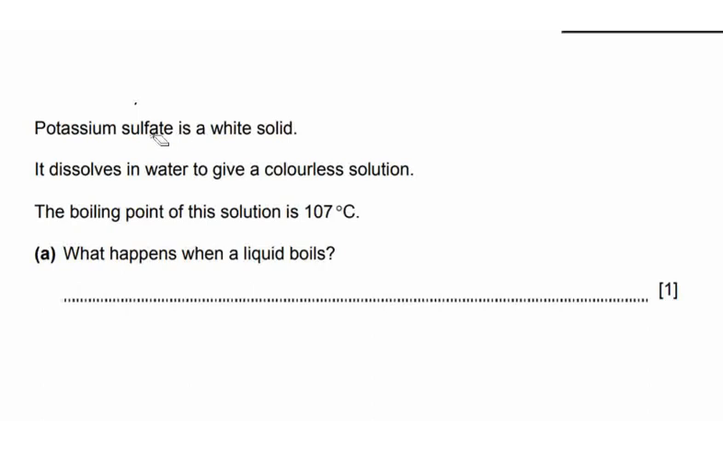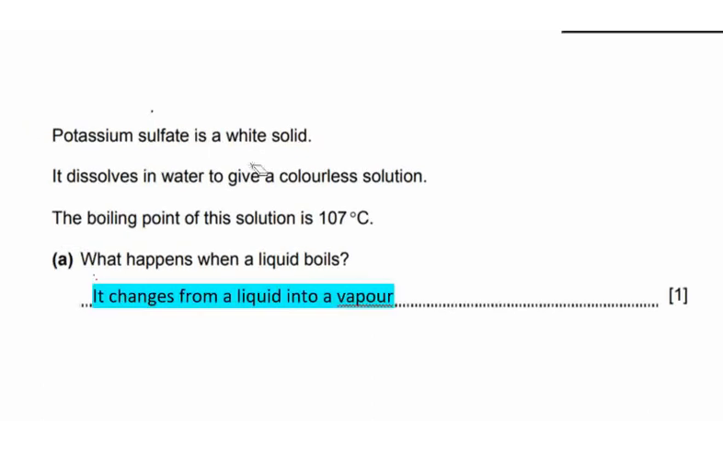Question 3a. Potassium sulfate is a white solid. It dissolves in water to give a colorless solution. The boiling point of this solution is 107 degrees Celsius. A. What happens when a liquid boils? The answer is it changes from a liquid into a vapor. Next question.